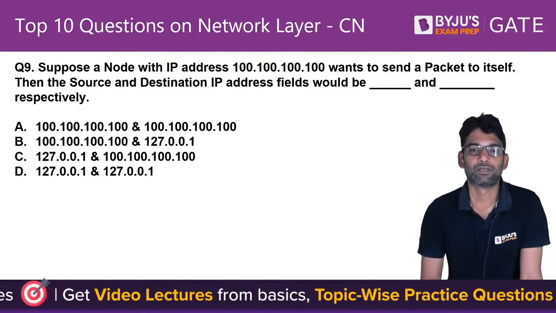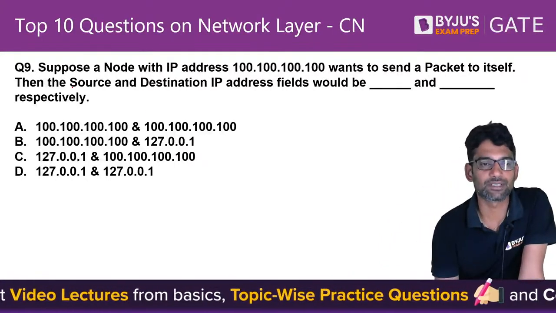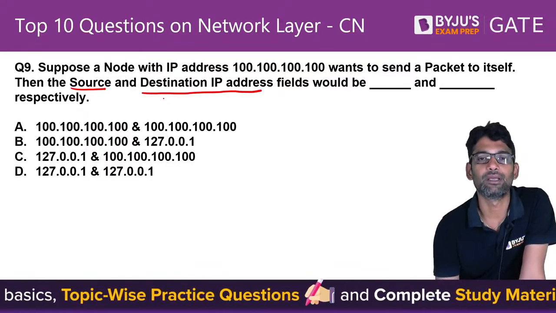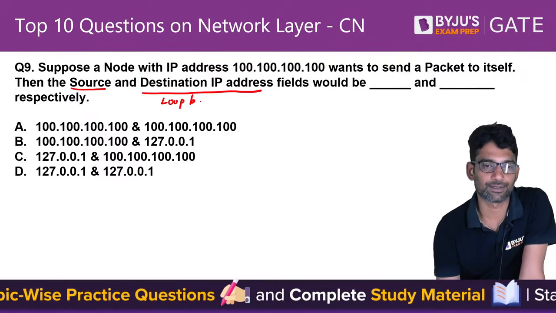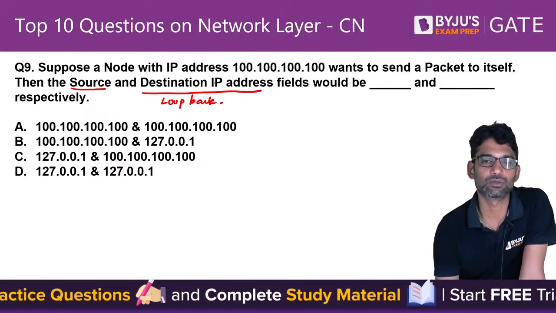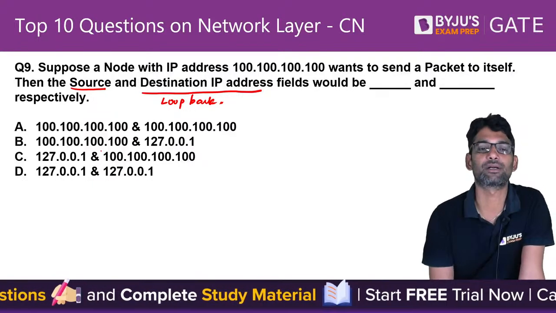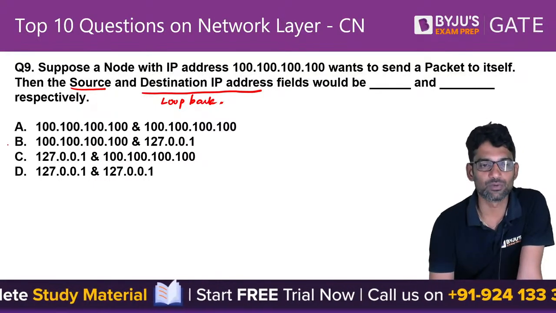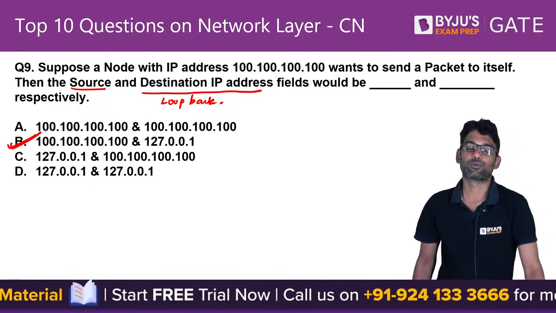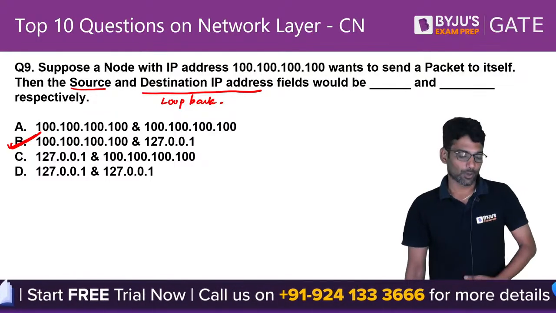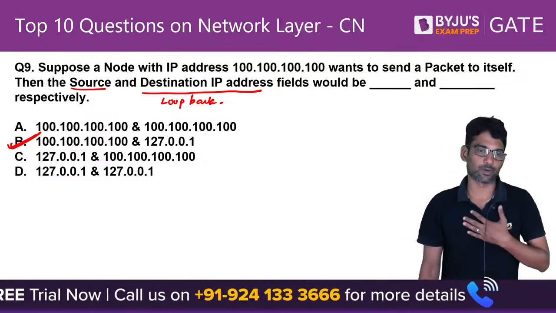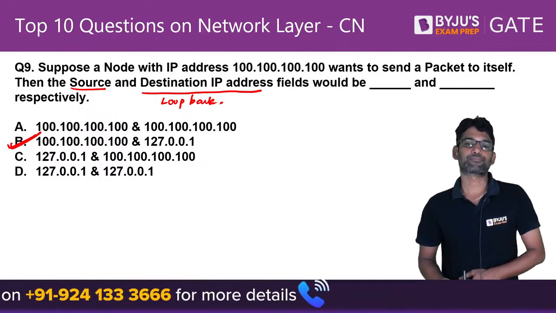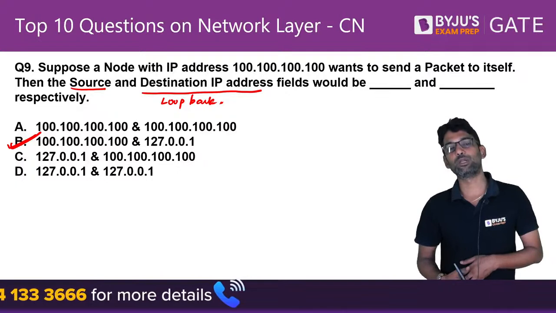See, the source address would be same, but the destination IP address would be loop back address. So the source would be 100.100.100.100, but destination would be 127.0.0.1. Option B, Aarti, not option C. Source would be same address, destination would be loop back address.